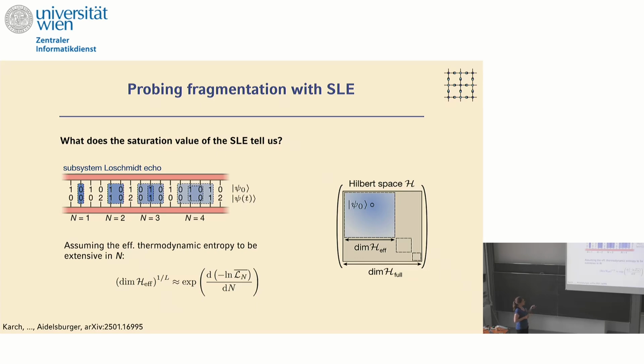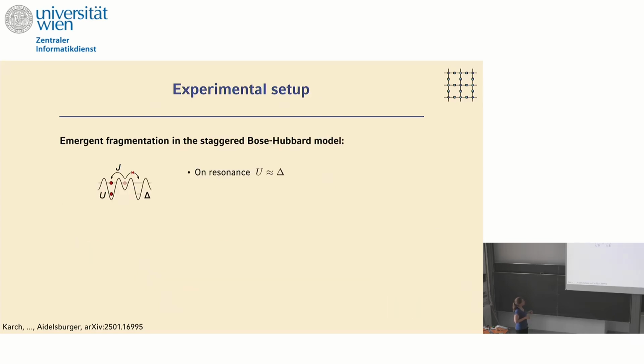Now this is based on the assumption that the thermodynamic entropy is extensive in n. So essentially what we say is that if the subsystem is larger than the correlation length in your system, and it scales extensively with n, then from the slope you should be able to extract the dimension of the Hilbert space. And in order to realize fragmentation in our system, we replace this linear tilt with a staggered one.